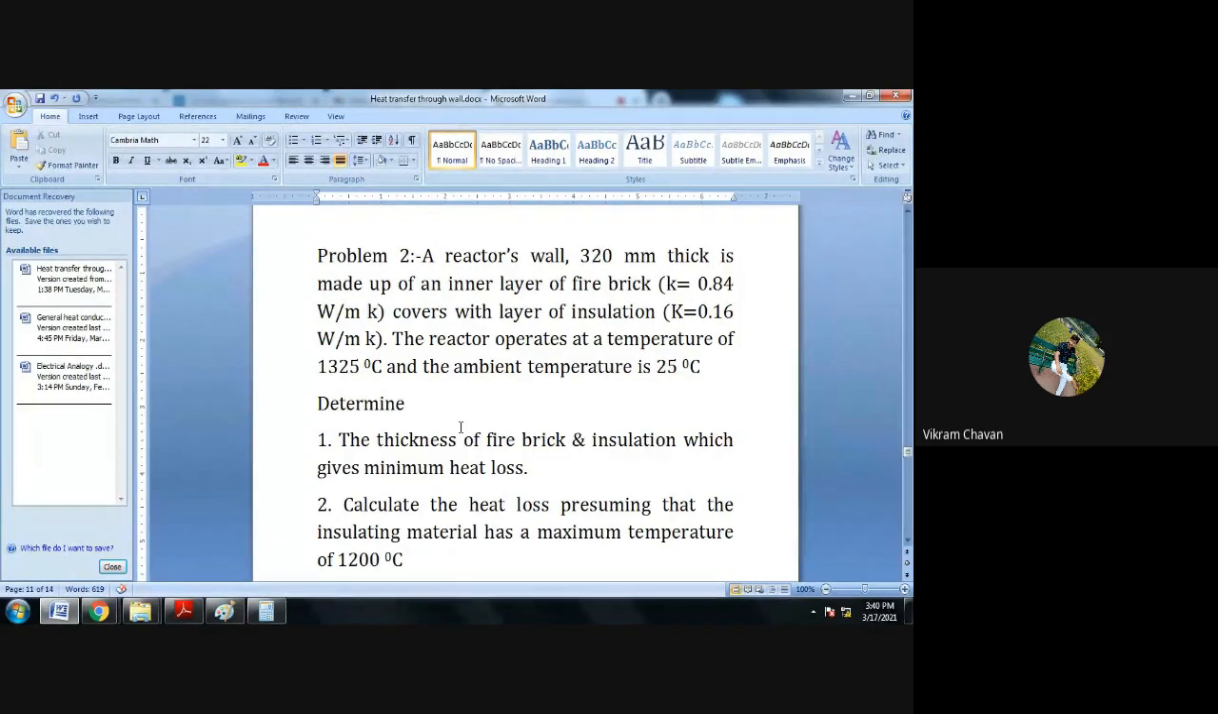The reactor wall is made up of fire brick and its thermal conductivity is provided, and this particular reactor wall is once again covered with a layer of insulation. In bracket, that particular insulation thermal conductivity is provided, K is equal to 0.16 watt per meter Kelvin, bracket complete, full stop.